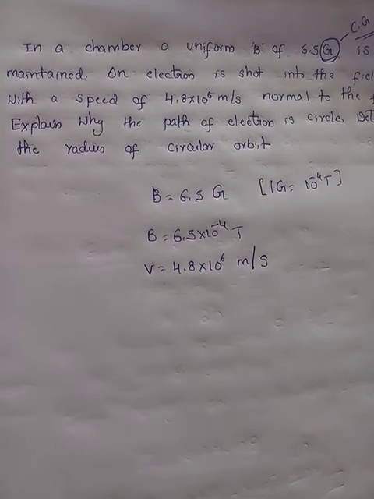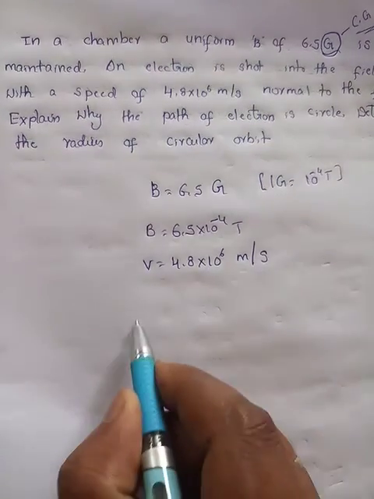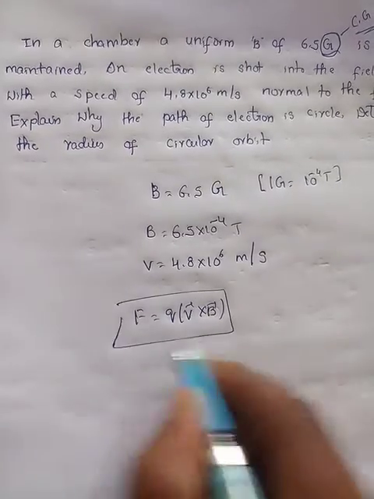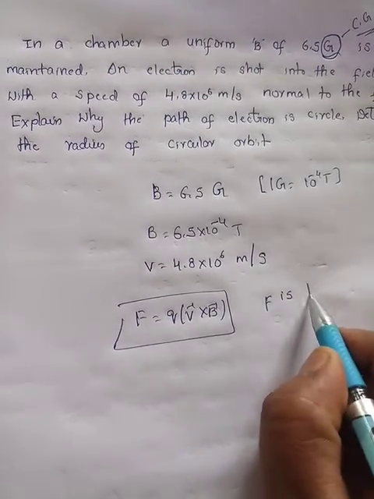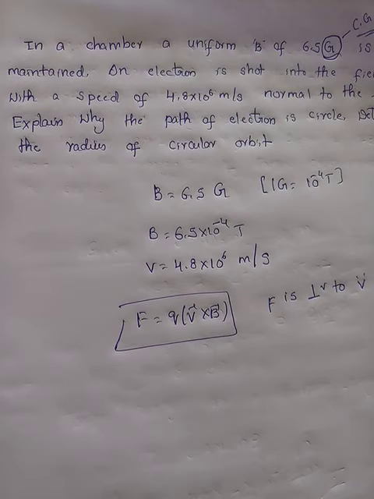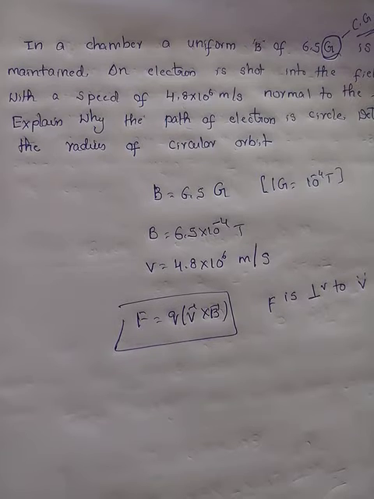Now, as they are asking why the path will be circular, you know that when a charge is moving in a magnetic field, what is the force? Q V bar cross B bar. So the force should be perpendicular to velocity and magnetic field. So the force only changes the direction of motion without changing the magnitude of velocity. So the particle has to move in a circular path, because in a circular path only the direction changes but not the magnitude. So the particle will move in a circular path, that we will write.